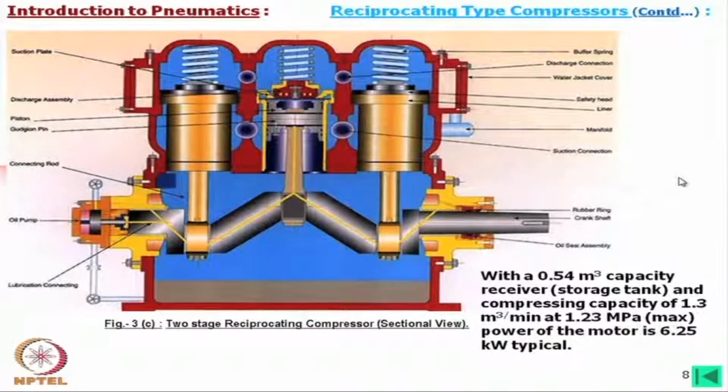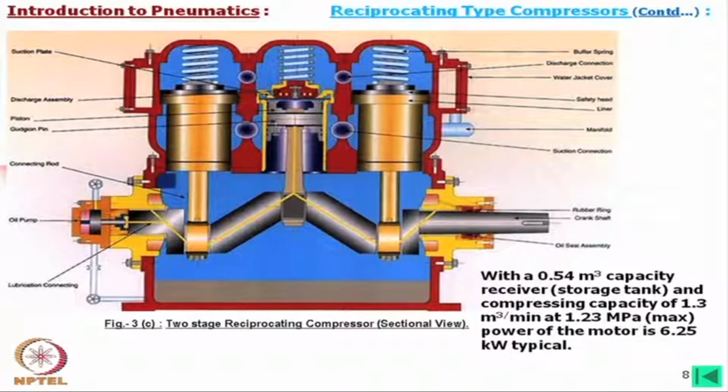And if you look into the capacity, with a 0.54 meter cube capacity reservoir storage tank, you can understand this 0.54 meter cube. So, 1 meter cube is equal to how much? 1000 liter. And here 0.54 means about half of that, around 540 liters volume, and compressing capacity of 1.3 meter cube per minute. So, this is called compressing capacity, not the flow capacity. We should call it compressing capacity.